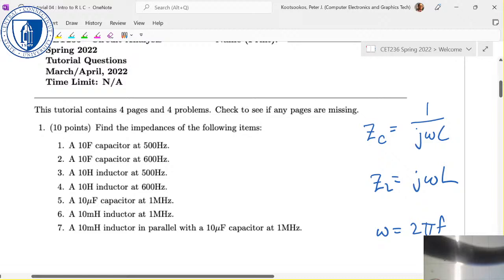So we'll have a go at that one. Can I move on? Yeah.